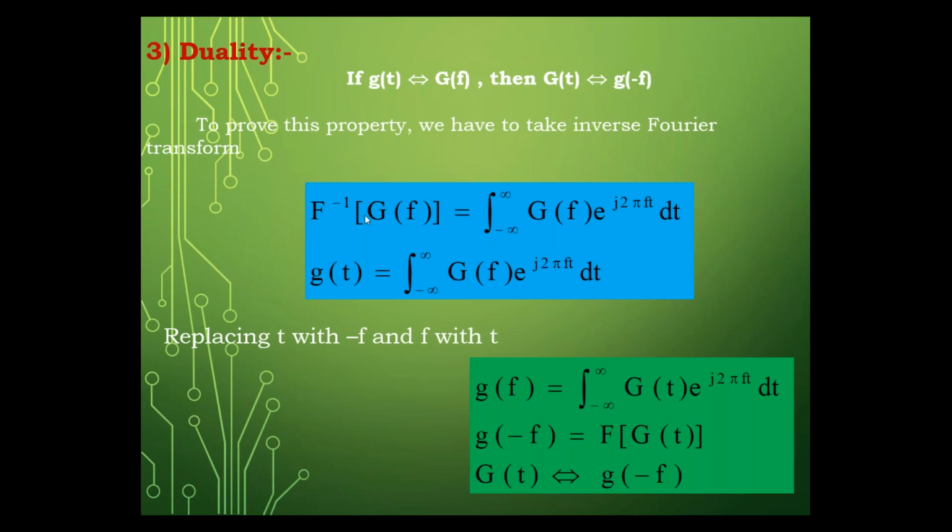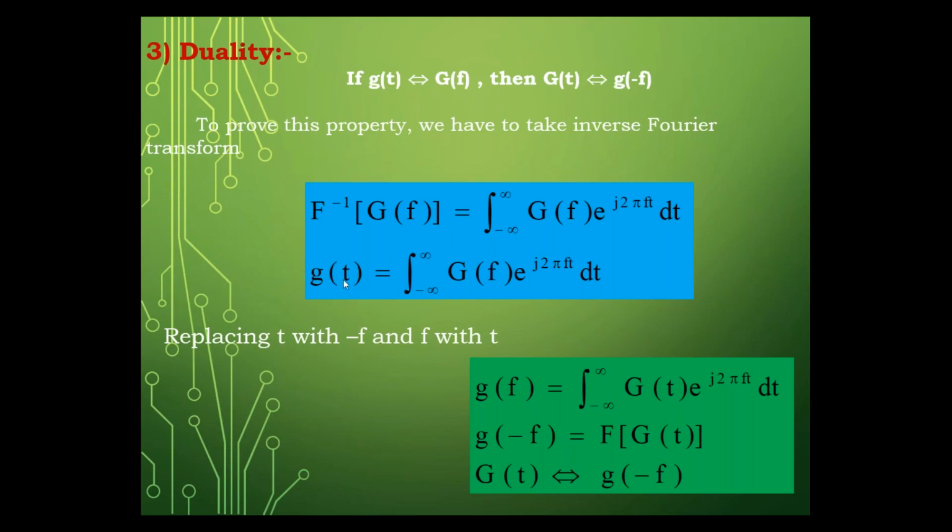Start with the inverse Fourier transform. We know the inverse Fourier transform of G of f, which you can write as small g of t, is equal to the integral from minus infinity to plus infinity G of f into e power j 2 pi f t df. Now, this is what the inverse Fourier transform is.